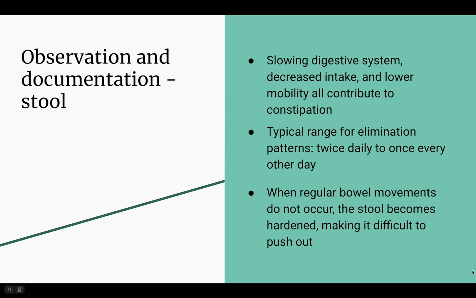Elimination patterns vary for each individual, but a typical range for bowel elimination is twice daily to once every other day. When regular bowel movements do not occur, stool becomes hardened in the colon, making it difficult to push out, especially for those who are physically declined. Stool should be soft and formed when eliminated to prevent additional problems like hemorrhoids. Stool that is loose or liquid may indicate an infection or other chronic intestinal issues.